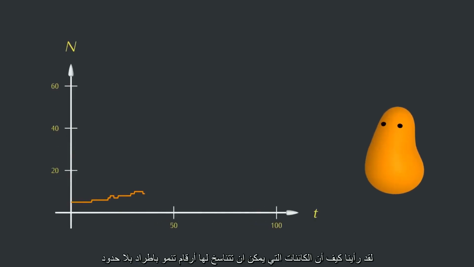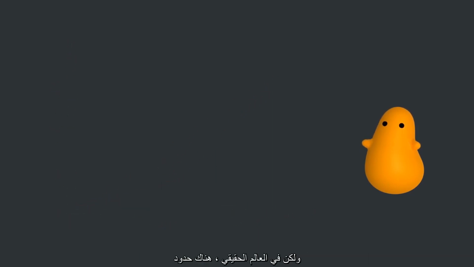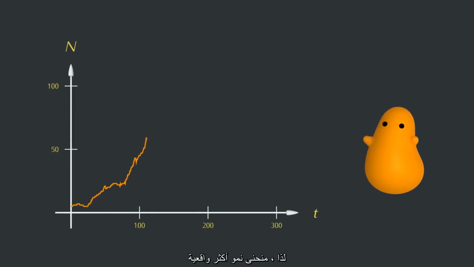We've seen how creatures that replicate can have their numbers grow exponentially without limit. But in the real world, there are limits. So a more realistic growth curve would look something like this.